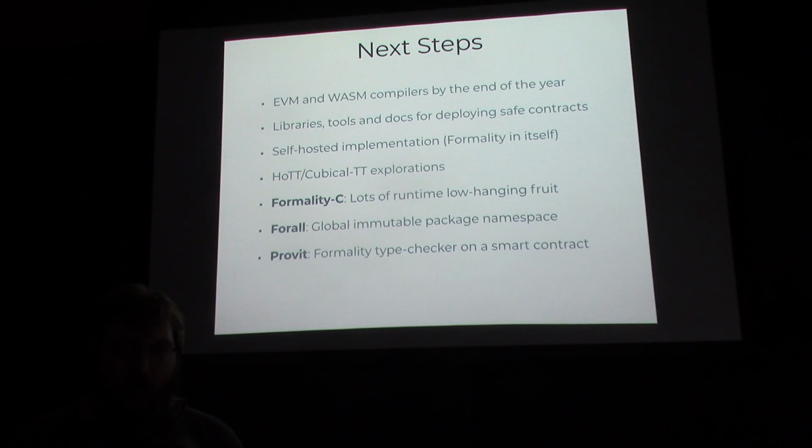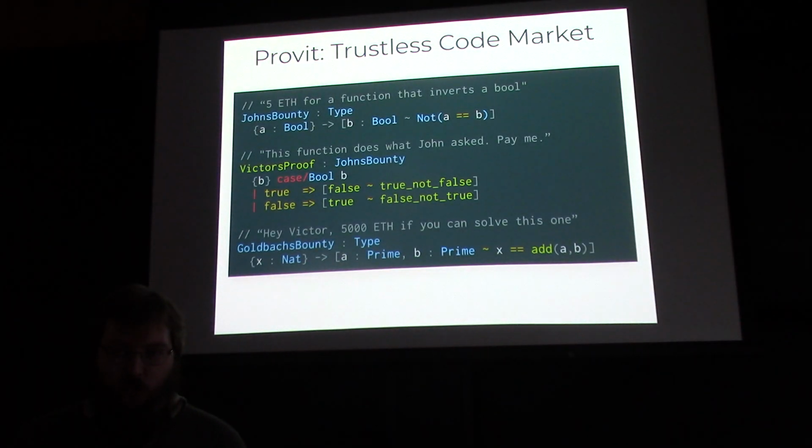If we put the type checker on a smart contract, we can create a completely trustless marketplace for code and proofs, where you can post a bounty to the first valid implementation. So here, you can say, I want a bounty for a function that inverts a Boolean, or I want a bounty for a function that shows that every natural number is the sum of two primes. And if you prove that, that'd be a pretty interesting result, because people have been trying to do that for quite a while. It's Goldbach's conjecture.